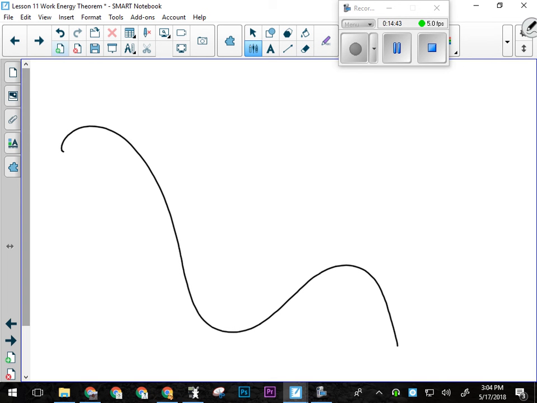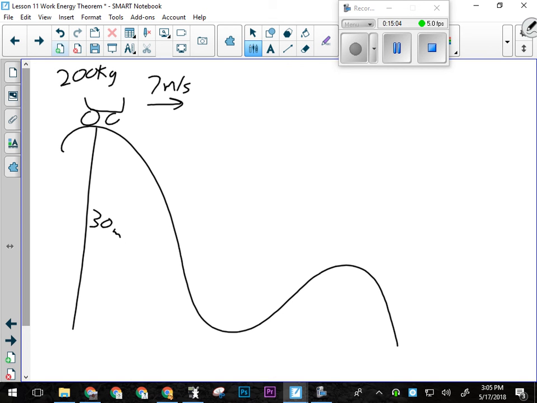This is a roller coaster. I have to explain my drawings because I don't draw well. So let's say that this roller coaster is 30 meters tall and starts out moving at 7 meters per second and has a mass of 200 kilograms. And I want to know how fast it's going over here when it is 8 meters above the bottom.